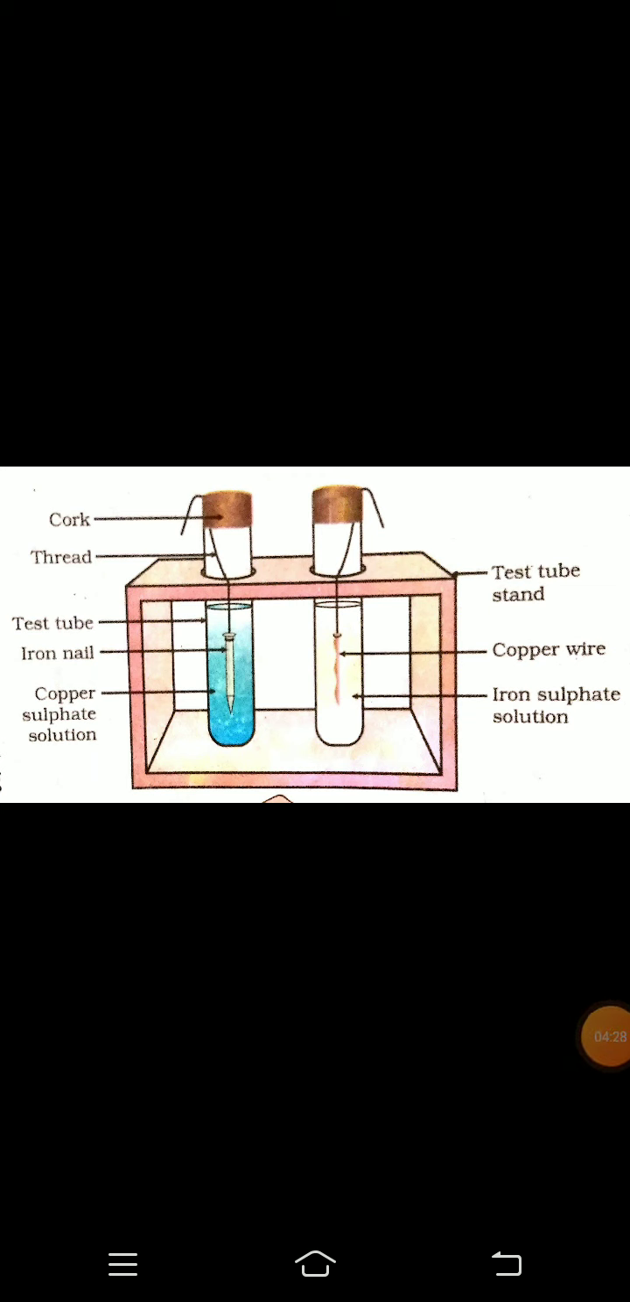If we talk about the second test tube in which we have taken iron sulfate solution and copper wire, between these two there is no reaction. So we can write it as FeSO4, iron sulfate, plus Cu, copper, gives no reaction. Why? Because copper is less reactive than iron. That is why there will be no reaction. So this is all about how metals react with solutions of other metal salts.